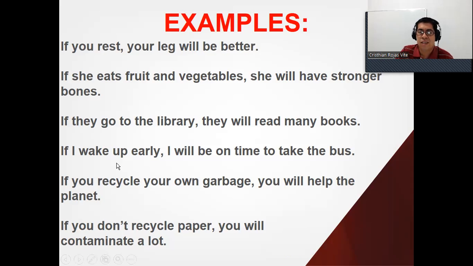So remember to consider this special tip: reading will give you a lot of benefits. So now the next sentence. If I wake up early, I will be on time to take the bus. Yeah, especially because here in Mexico, the buses are always on time, so I need to wake up early.